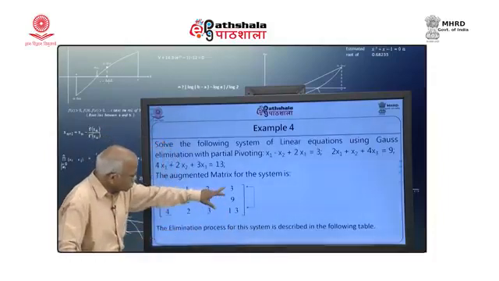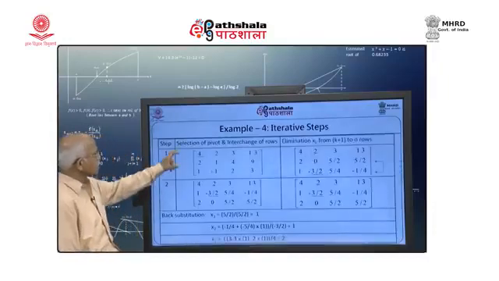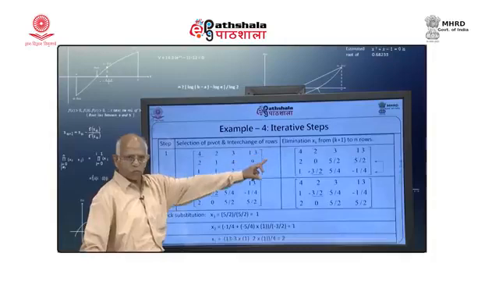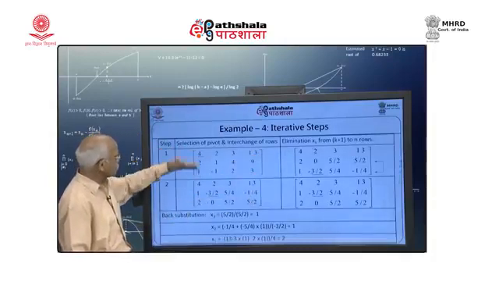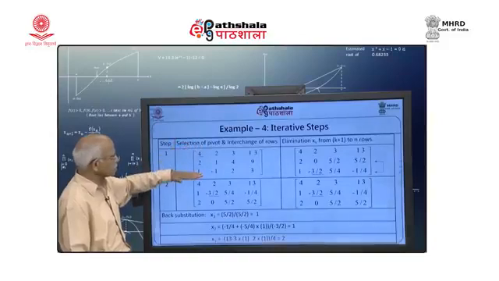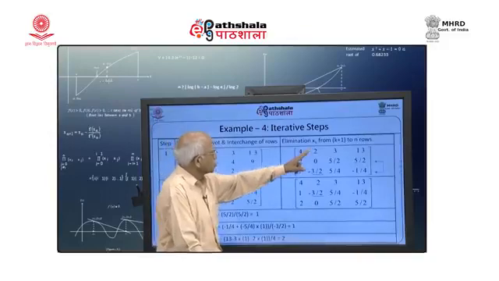So, interchanging this row we are doing first. So, we are doing here selection of pivot and interchange of rows. So, I have interchanged this row. So, first the third row becomes the first row and the first row becomes this. Then I do the elimination in the k plus 1 to n rows.